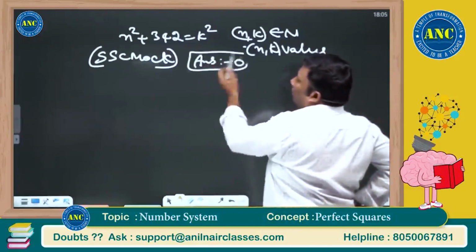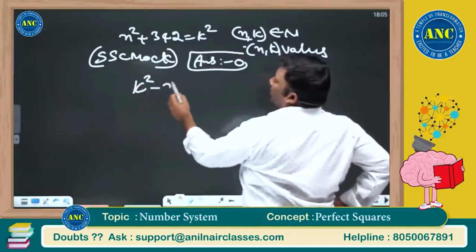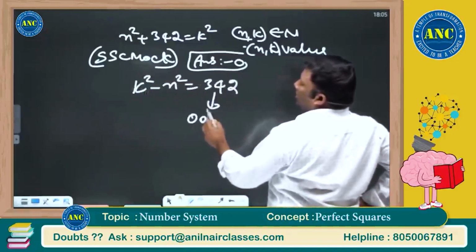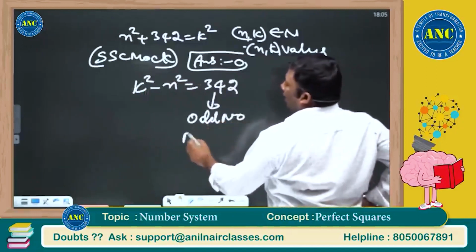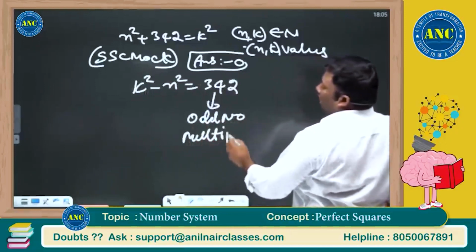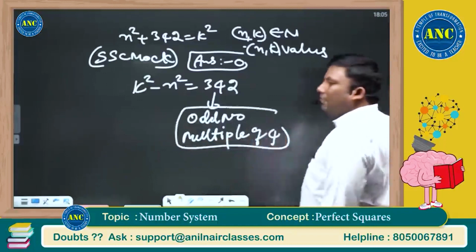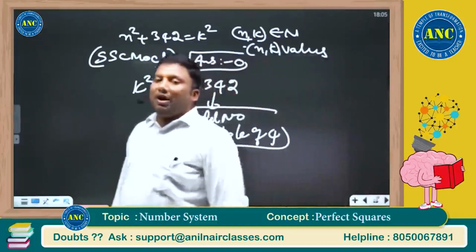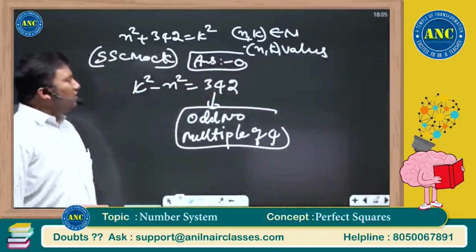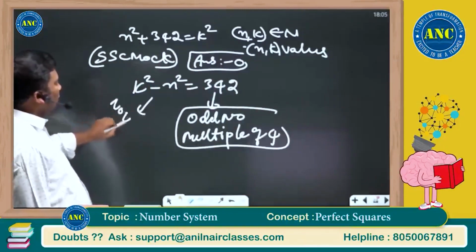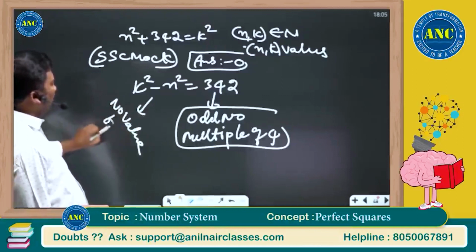Sir, how come you solved so fast? It's a very simple question. K square minus n square equivalent to 342. Right hand side should be an odd number or it should be a multiple of 4. I hope the idea is clear. 342 is not a multiple of 4. So the answer for this question is no value for n exists.